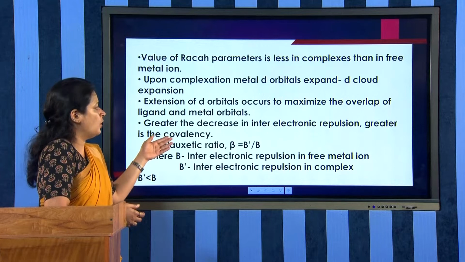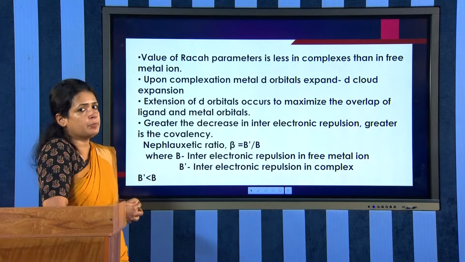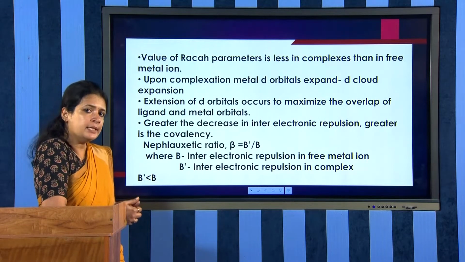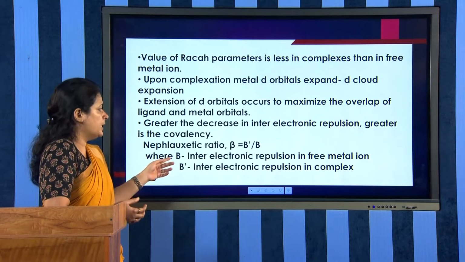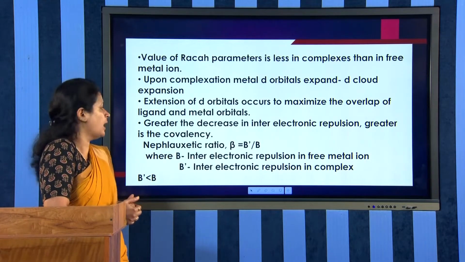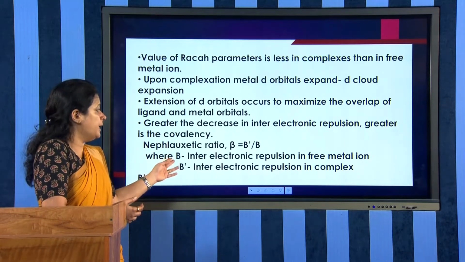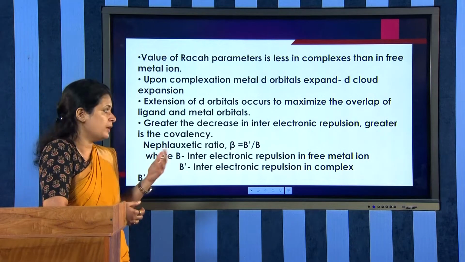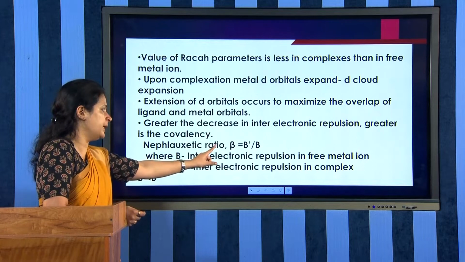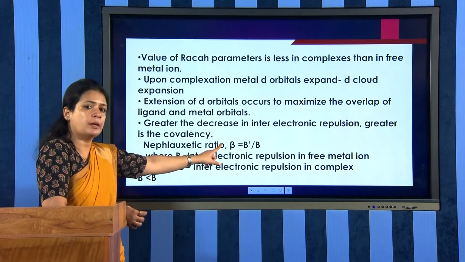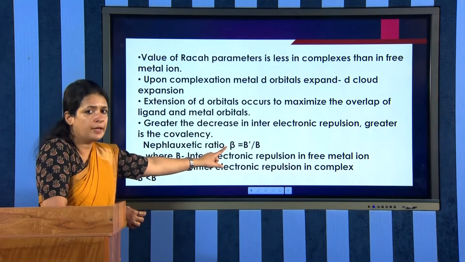And we have the nephelauxetic ratio, which is represented as beta. Beta is equal to B dash by B. What is B? A, B and C are the Racah parameters, the interelectronic repulsion parameters. B dash is the interelectronic repulsion of the complex and B is the interelectronic repulsion of the free metal ion. Since beta is equal to B dash by B, B dash, the interelectronic repulsion of the complex, is divided by the interelectronic repulsion of the free metal ion.